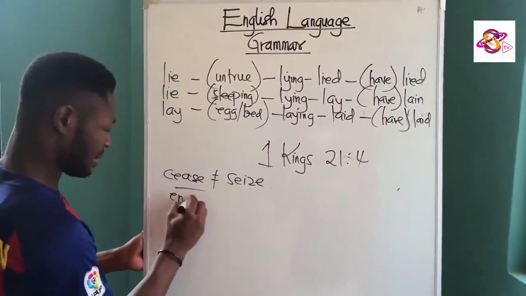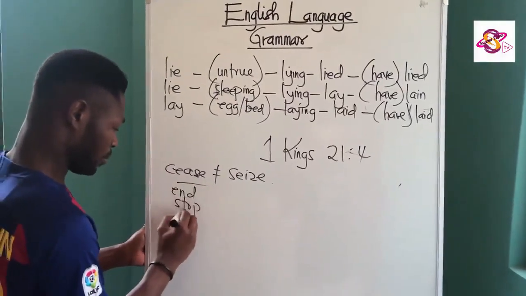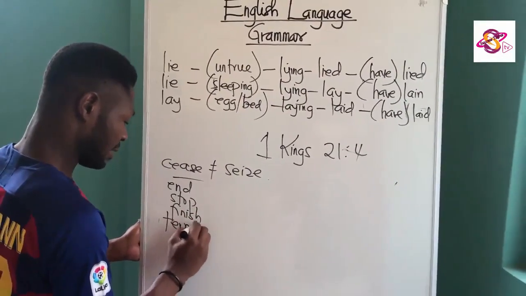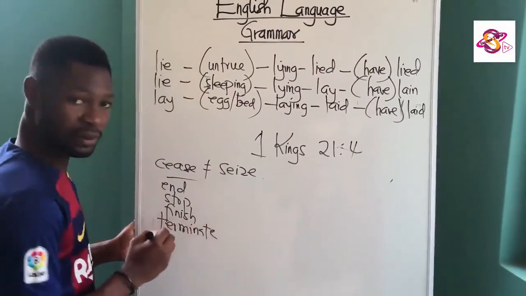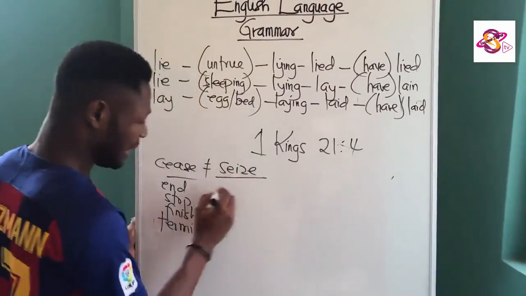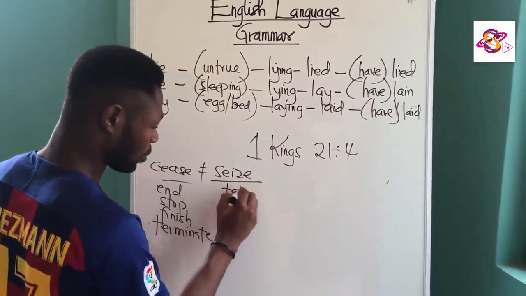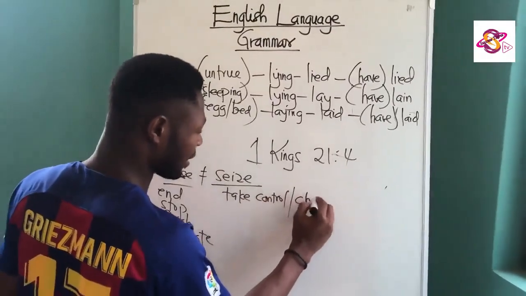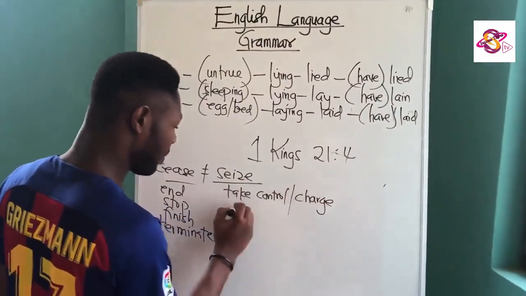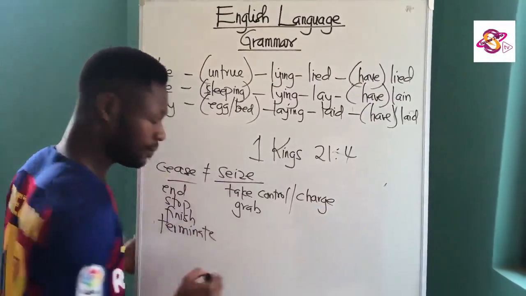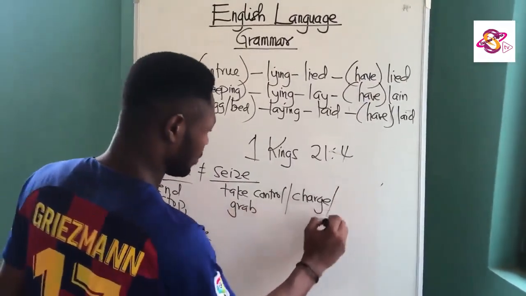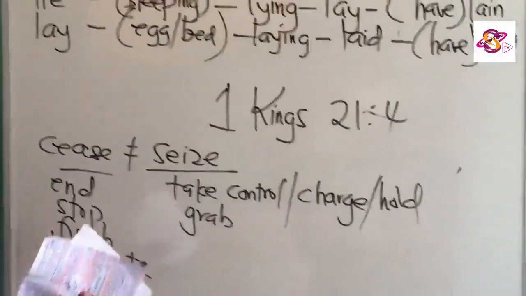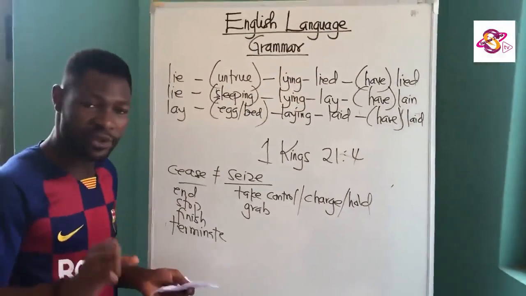Cease means to end, to stop, to finish, to terminate. While this one, seize, is to take control or to take charge of something, to grab, to take hold of something. Remember when we were in school, our seniors, the way they'll punish you and seize your things.